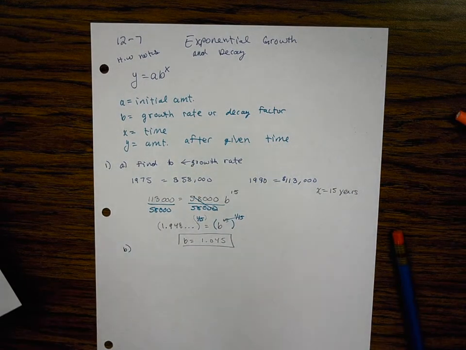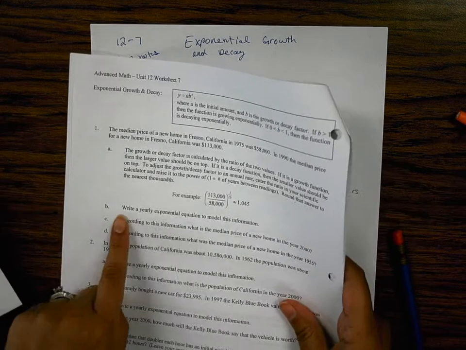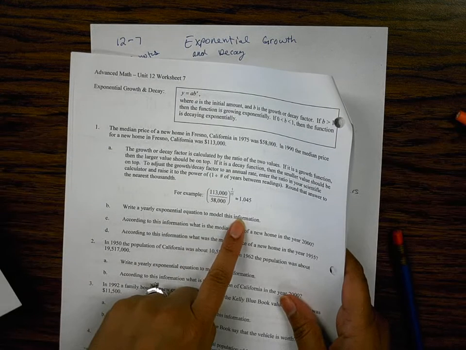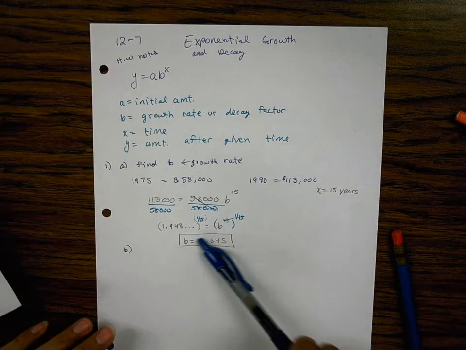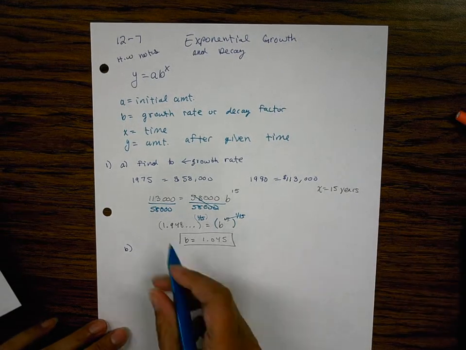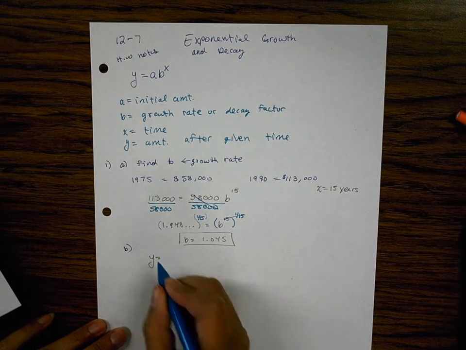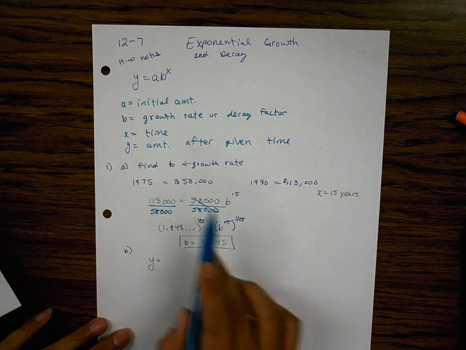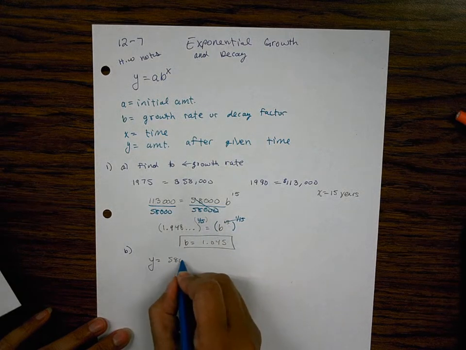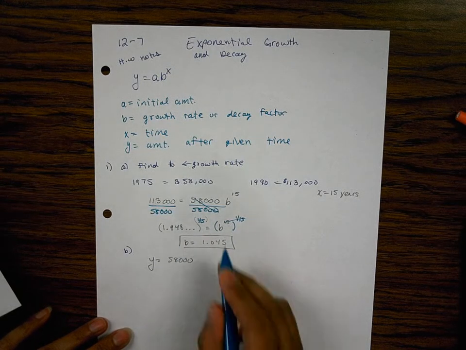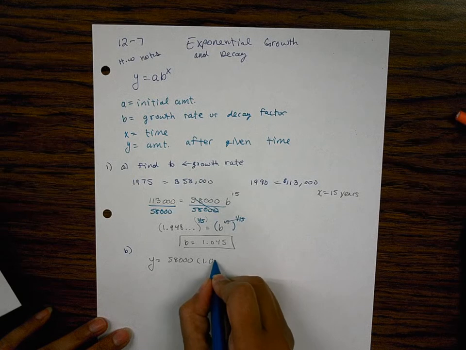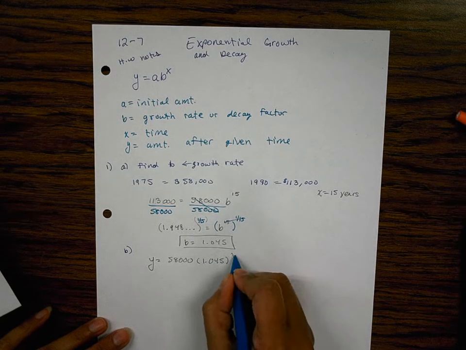Question B asks us, write a yearly exponential equation to model this function. That part's easy. We already found b. So the function's going to be y equals a, being the initial amount, and that was 58,000. B is our growth rate, 1.045, raised to the x time.